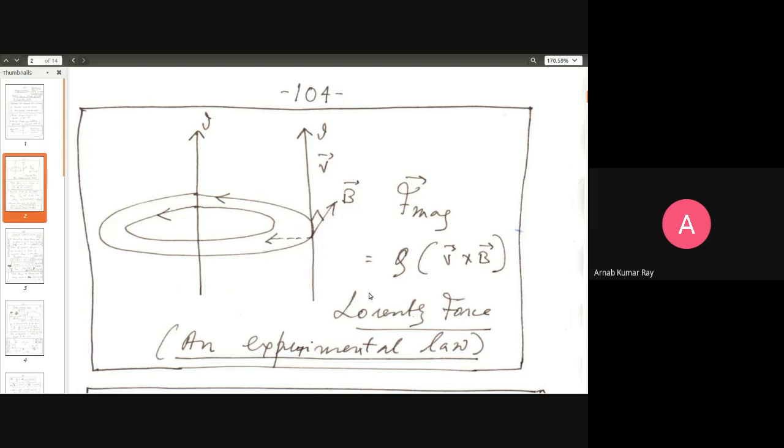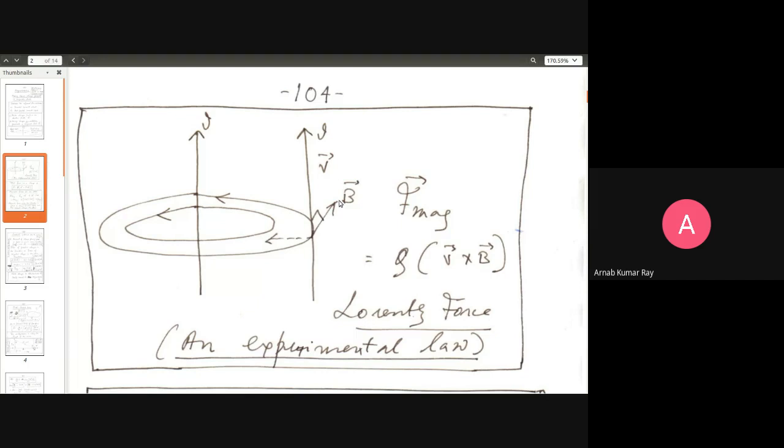Now the Lorentz force, which is an experimentally discovered law, the Lorentz magnetic force, F mag, is given by this formula: Q, which is the value of a single charge in the current, because the current is just like the flow of charged grains, really, into V cross B. Now let us look at this V cross B. V is going upwards, B is going inwards. Now, what does the cross product say?